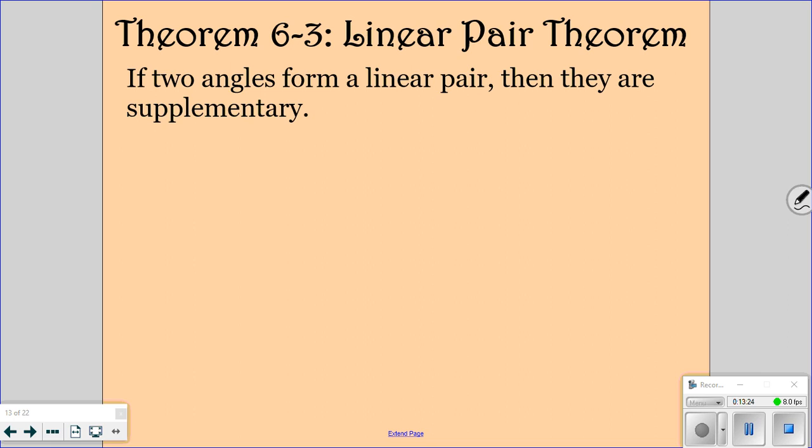Looking at theorem 6.3. If the 2 angles form a linear pair, then they are supplementary. And I just mentioned that whenever I said the definition for linear pairs. So this is called the linear pair theorem. If you have a linear pair, then you have supplementary angles. However, just because 2 angles are supplementary does not mean that they are a linear pair.